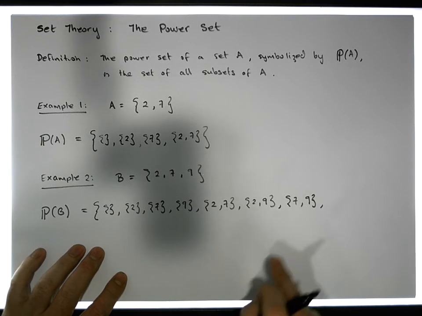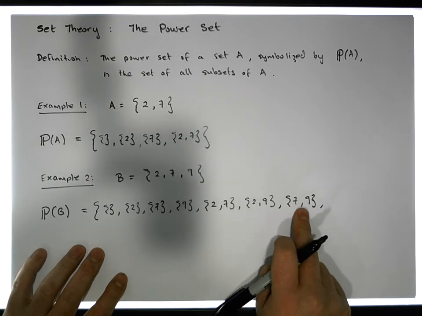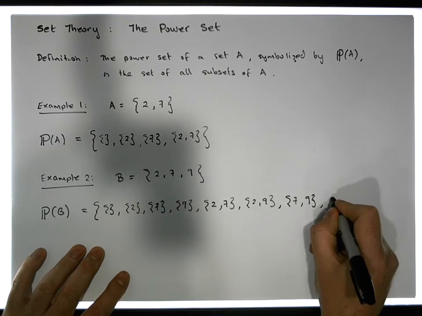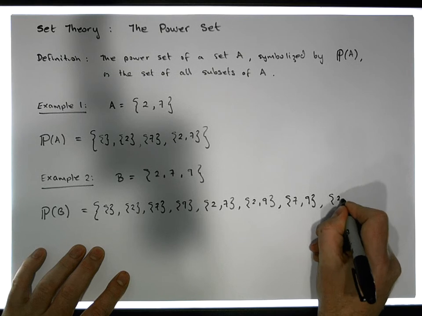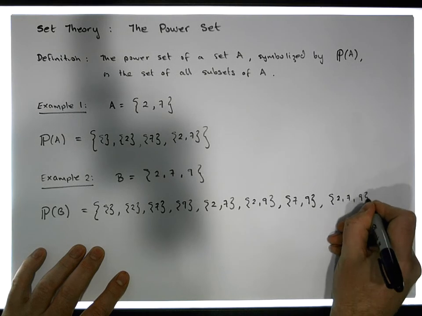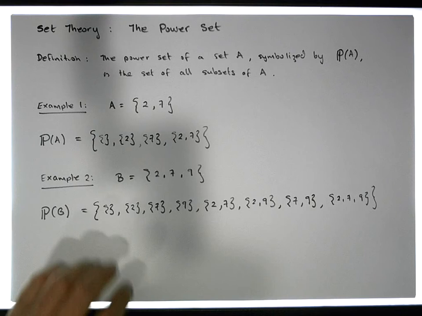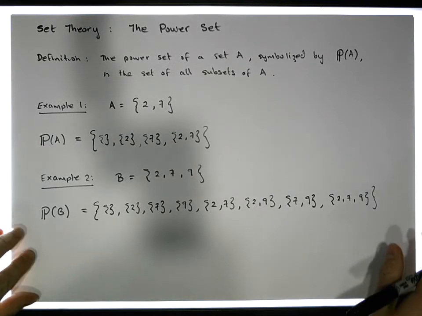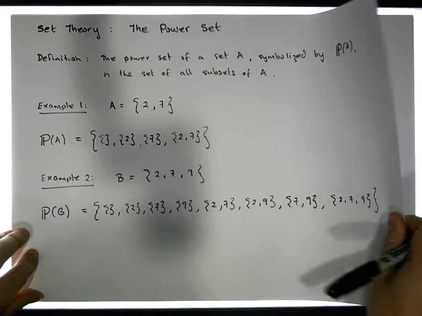And then finally is our set of size 3, and the only set of size 3 that is a subset of B is itself. So what we do is we put in 2, 7, and 9, and this gives us our power set. Okay, and let's do one more example. Let's take a set of size 4 and let's see how we get on with that.